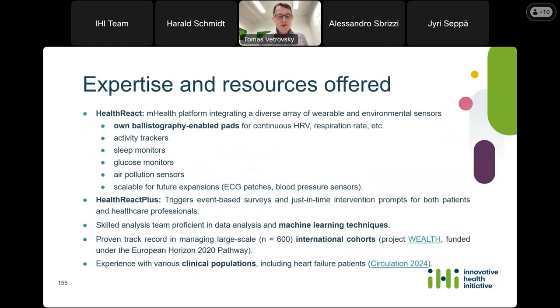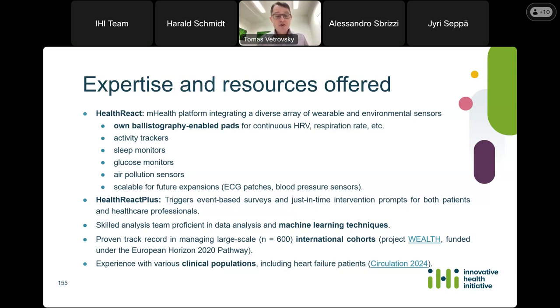So what we have to offer, first and foremost, is the HealthReact platform, which integrates a diverse array of sensors, including our own ballistography-enabled sensors under the mattresses that continuously monitor HRV, respiration rate, and other vital signs. But HealthReact also integrates many other commercially available sensors, such as activity trackers, Fitbits for example, sleep monitors, continuous glucose monitors, Dexcom, or wearable air pollution sensors. And it's ready and scalable for future expansions that can happen within a week.